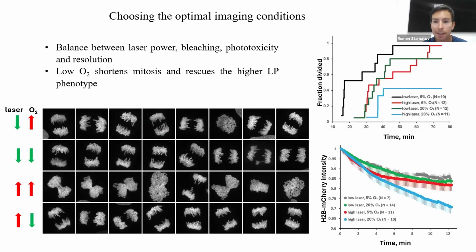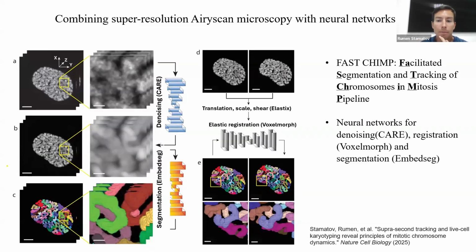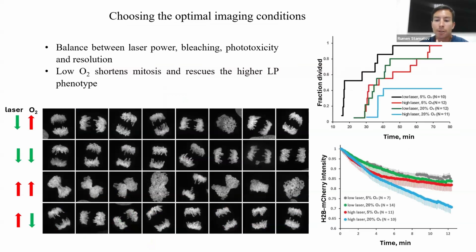And we can quantify this and see that the fraction of divided cells at any given time is always much better when they're grown and imaged in low oxygen conditions. On the bottom right, we see that this also has an effect on the bleaching. So low oxygen results in much less bleaching. But now we have other problems. So, okay, we can take images every 8 seconds, but how do we segment the chromosomes? How do we track them?